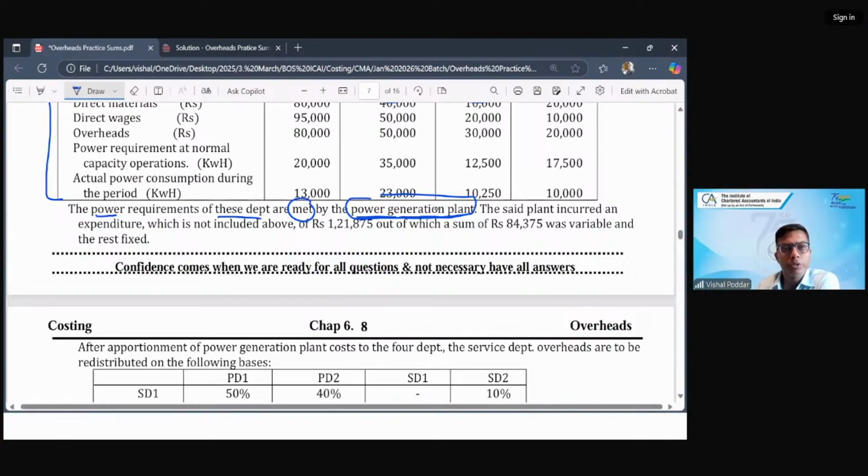Now, since you have a separate plant which is going to generate power for you, there will be some expenses. The total expenses incurred for running this plant is 125,121, and it is not included above, meaning besides the above expenses, this is additional. Now, out of this, they are saying 84,375 is variable and the balance is fixed. So I first find out the fixed component. So this is total.